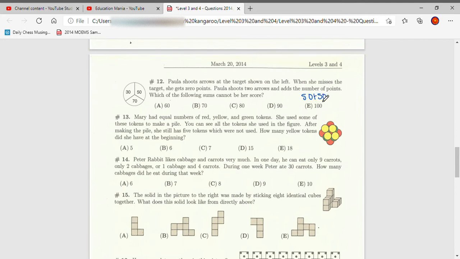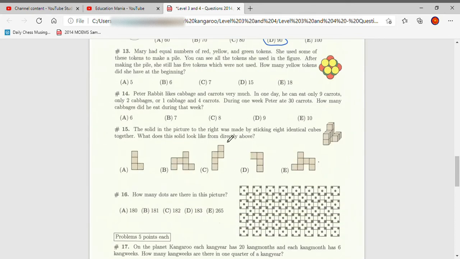90. Okay, so at the moment, I don't think 90 can be made. So I think 90 might be our answer. 80. 80 can be 50 plus 30. 70 can be 70 plus 0 because if she misses, she can get 70. And 60 can be 30 plus 30. So the answer for number 12 is D.